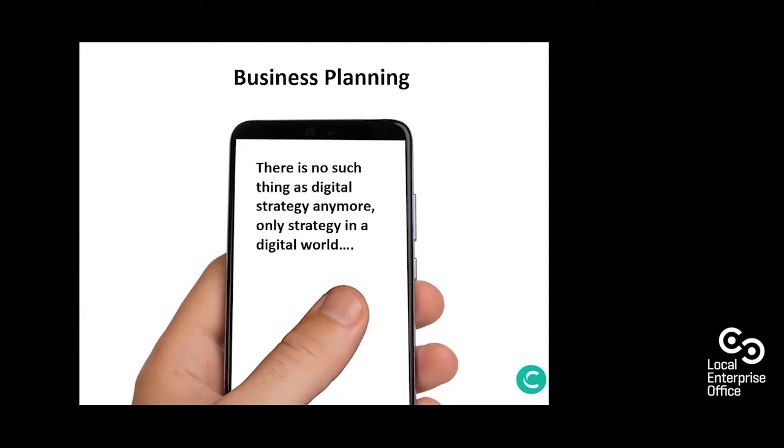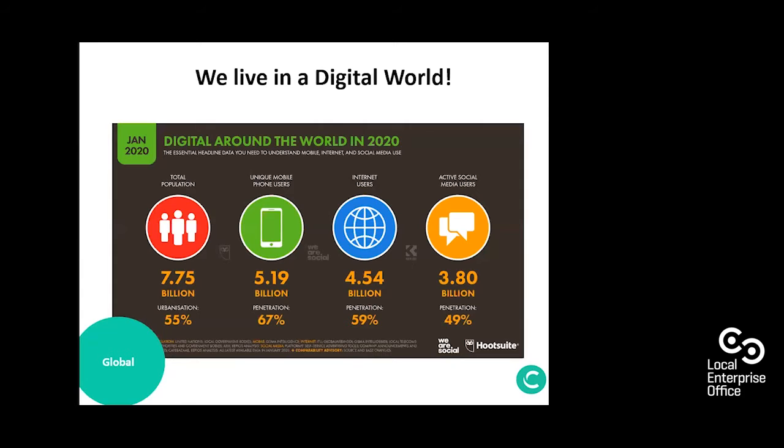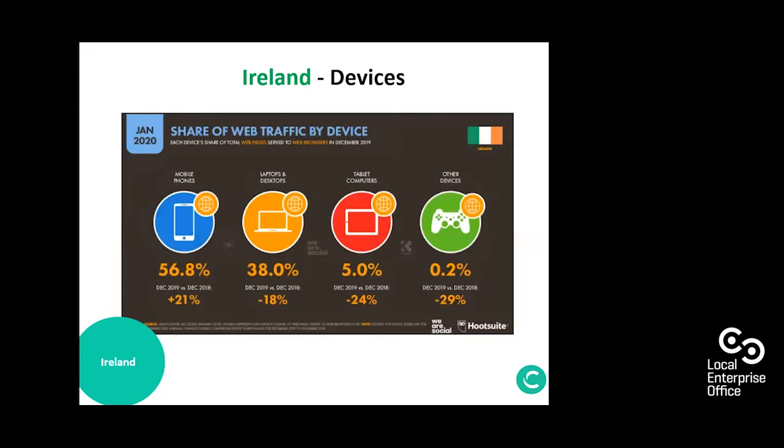What I mean by that is that digital is having such a massive impact on all our lives that, regardless of what type of business you are, regardless of what type of product you sell, regardless of who you sell that product to, and regardless of whether you sell that product or service in a traditional setting or in an online setting, digital and online is having a big impact on your business. So again, just some of the stats, you can see them here: total population of the world, 8 billion; mobile phone users just over 5 billion; internet users 4.5 billion; active social media users just under 4 billion. In terms of Ireland then, let's look at devices.